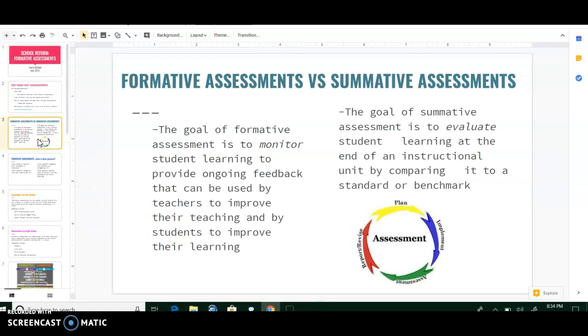Okay, so in order to understand the reform of formative assessment, you have to first understand the difference between formative assessments and summative assessments. So the goal of formative assessments is to monitor student learning to provide ongoing feedback that can be used by teachers to improve their teaching and by students to improve their learning. So it's twofold there. And the goal of summative assessment is to evaluate student learning at the end of an instructional unit by comparing it to a standard or a benchmark.